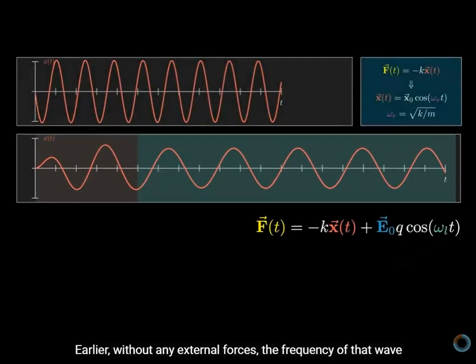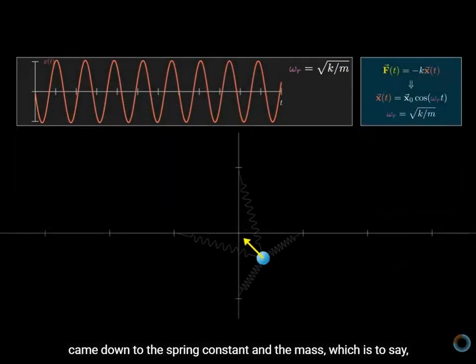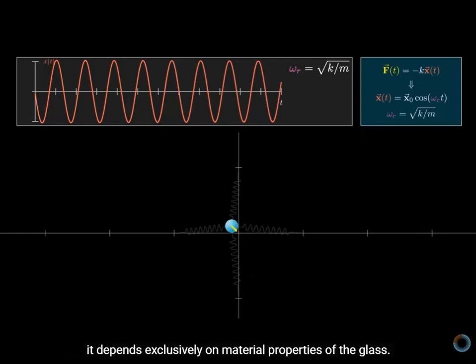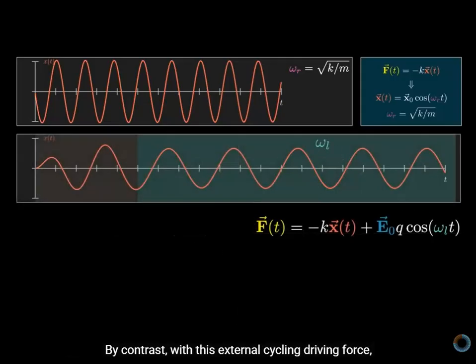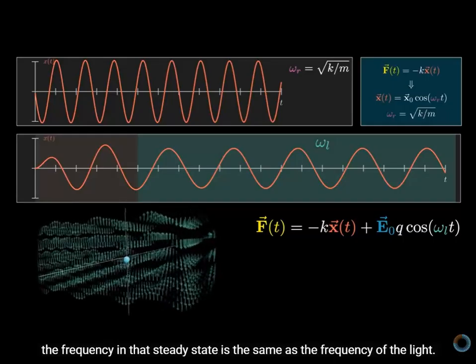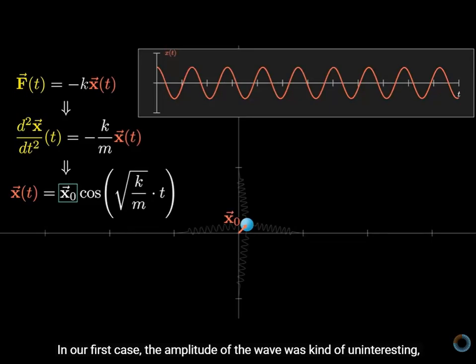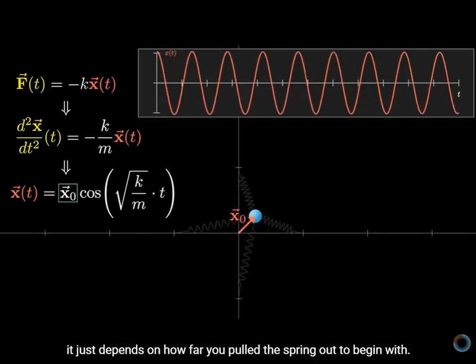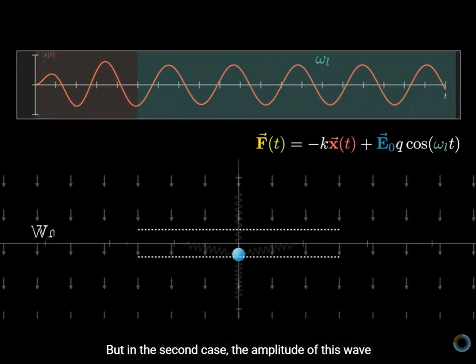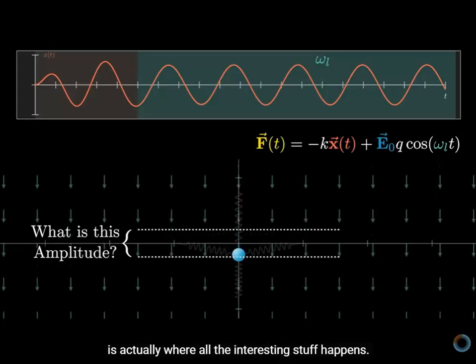Earlier, without any external forces, the frequency of that wave came down to the spring constant and the mass, which is to say, it depends exclusively on material properties of the glass. By contrast, with this external cycling driving force, the frequency in that steady state is the same as the frequency of the light. And then in our first case, the amplitude of the wave was kind of uninteresting. It just depends on how far you pulled the spring out to begin with. But in the second case, the amplitude of this wave is actually where all the interesting stuff happens.